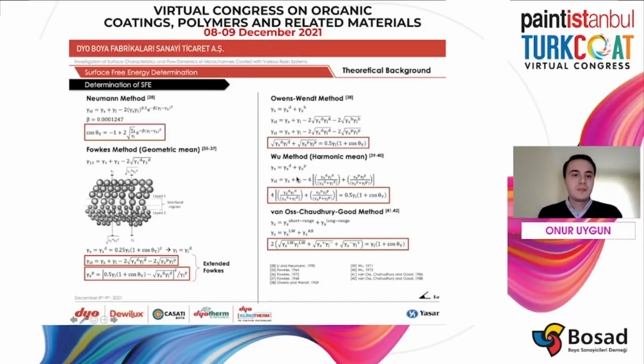So after these main discoveries, there are several efforts for determination of surface free energy of solid materials. These are the mostly used calculation methods. Details are given in the paper, so I will continue with this presentation because of the time constraint.